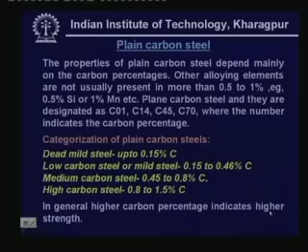Now, what are the categories of plain carbon steels? One we call dead mild steel, where the carbon percentage is 0.15%. Low carbon steel or mild steel is a very widely used engineering material, having a carbon percentage of 0.15 to 0.46%. Medium carbon steel is 0.45 to 0.8%, and high carbon steel is 0.8 to 1.5%.